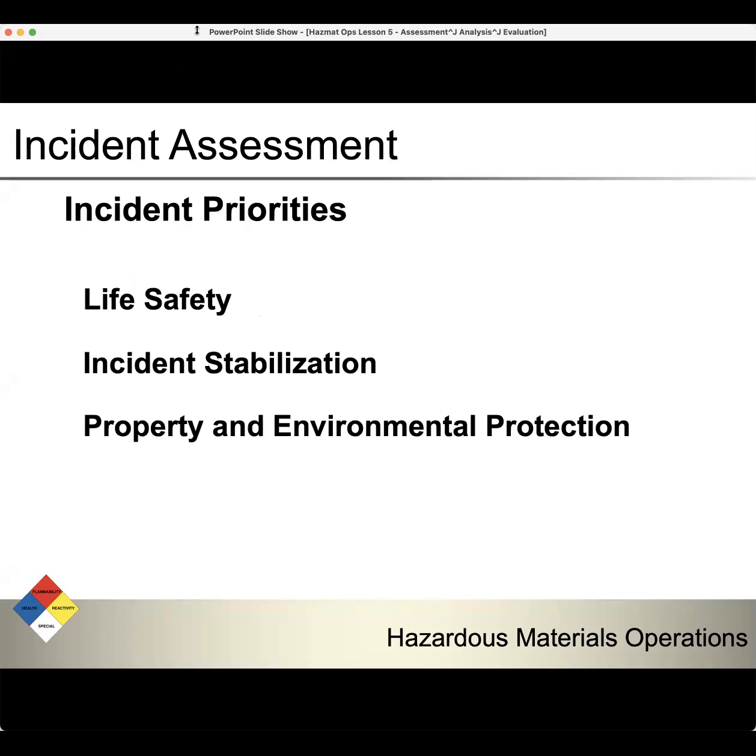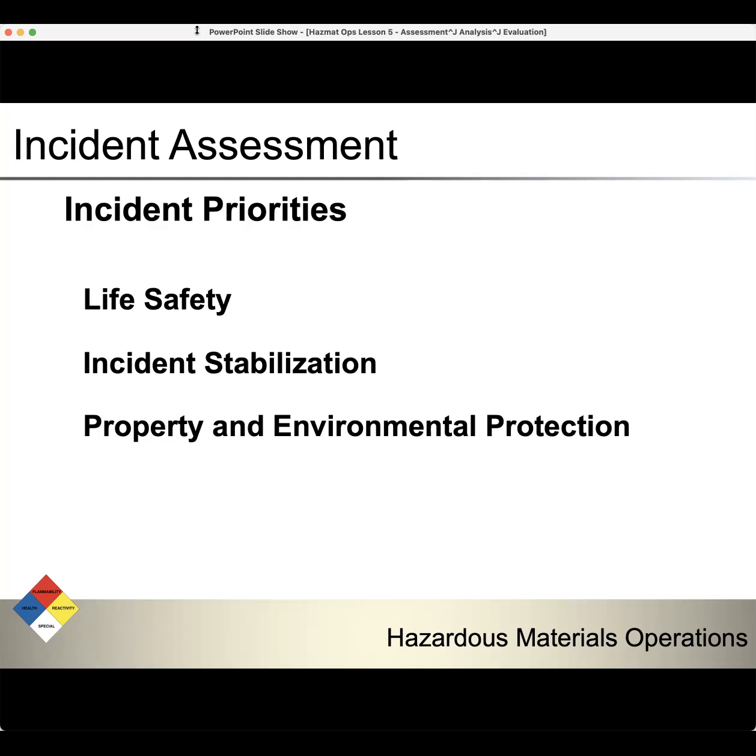So very much like firefighting or anything else in life, we have some incident priorities. These are the basic goals that we want to achieve, and everything we do is in support of achieving these goals. So our incident priorities are always in this order. Number one is life safety. That's safety of our life, victims' lives, and the public.